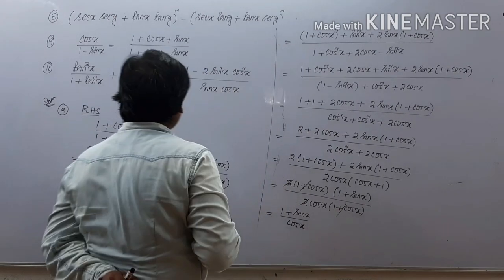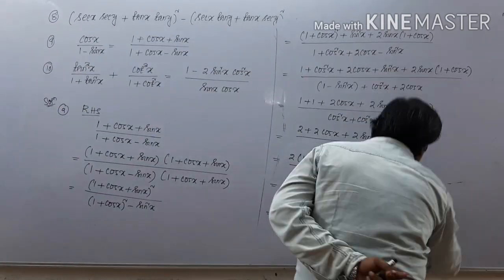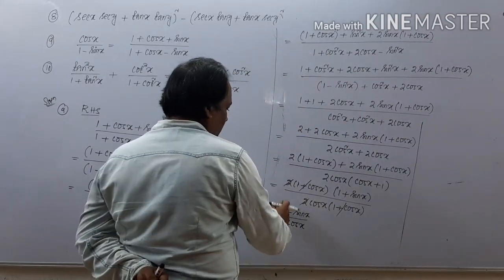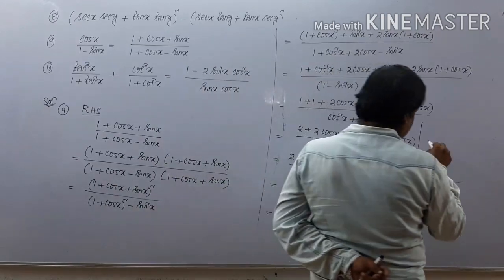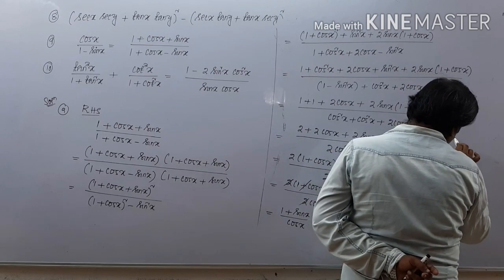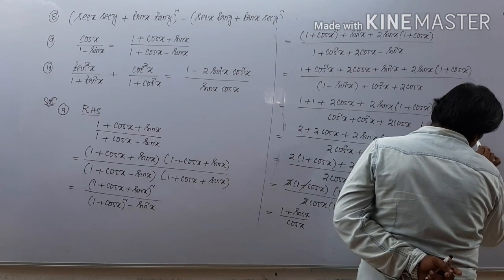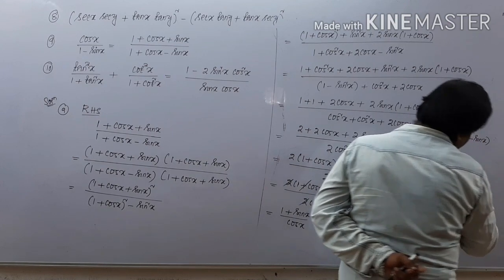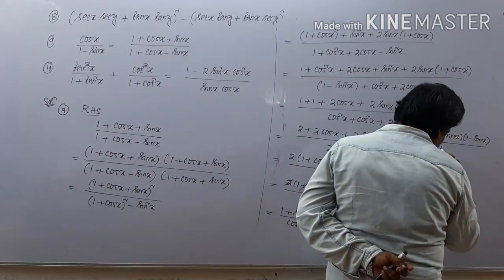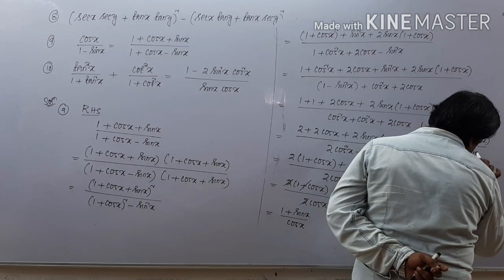But our requirement is cos x by 1 minus sin x. So here what we have to do? We have to multiply 1 minus sin x to the numerator as well as denominator, right? So this is equal to 1 plus sin x multiplied to 1 minus sin x divided by cos x multiplied to 1 minus sin x.